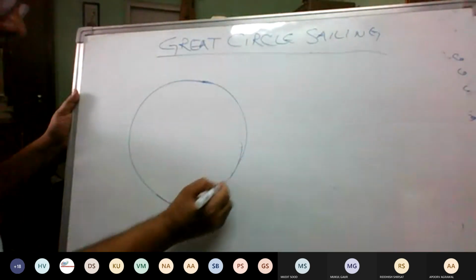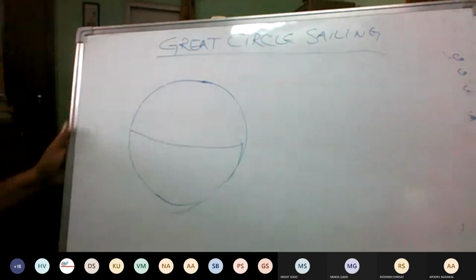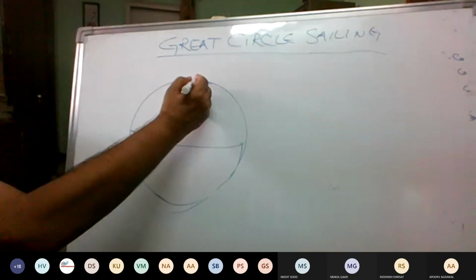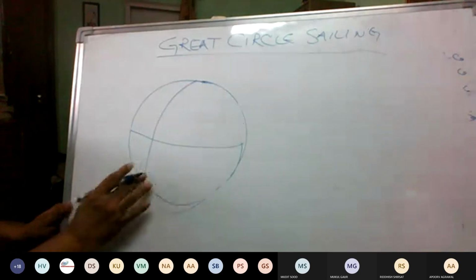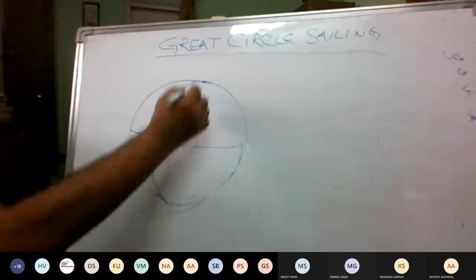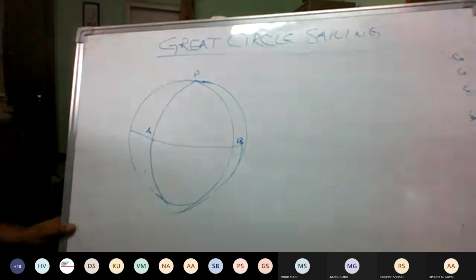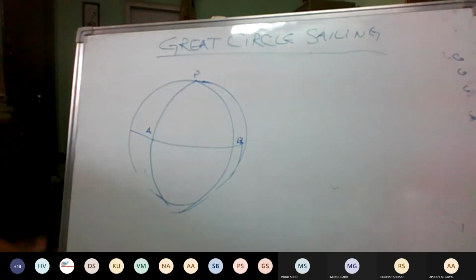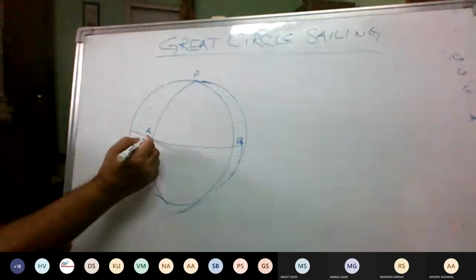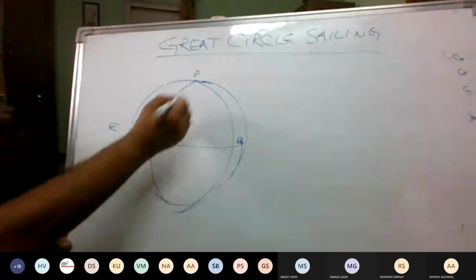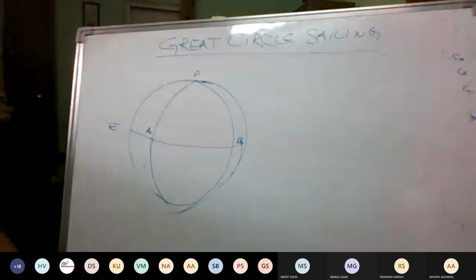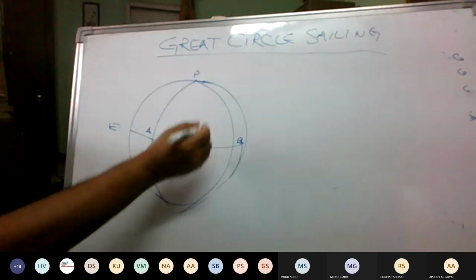ये अर्थ है स्फीयर. इक्वेटर इज अ ग्रेट सर्किल. मेरिडियन इज अ ग्रेट सर्किल. A, B. Okay, just an example, PA is equal to how much? ये इक्वेटर है, ग्रेट सर्किल, मेरिडियन ग्रेट सर्किल. PA is equal to how much? 90 degrees, sir. This is 90 degrees.